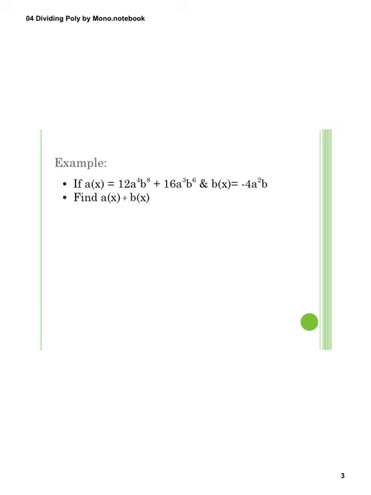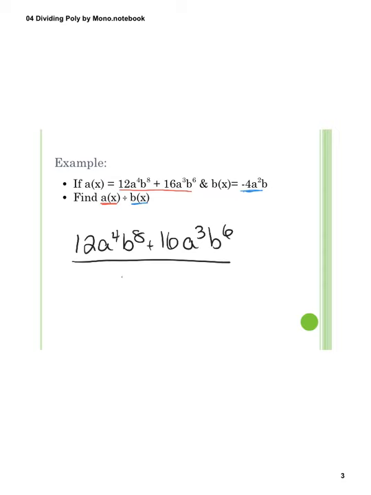Example number 2. It says we have a function a and a function b. The question says find a of x, which is this, divided by b of x, which is this. Again, I would write it as a fraction. So 12a to the fourth b to the eighth, plus 16a to the third b to the sixth, divided by negative 4a squared b.